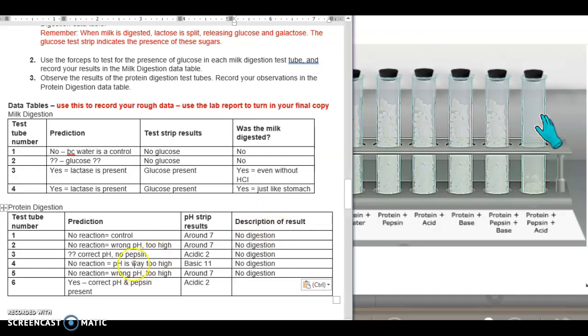In the fourth one, the pH was way too high. It was basic, something around where your small intestines would be, not your stomach. In the 5th one, it was the wrong pH at around 7. It was too high. And in the last one, you can see, if you'll notice, it is quite a lower amount of egg protein. So this is the only one that had digestion of protein.